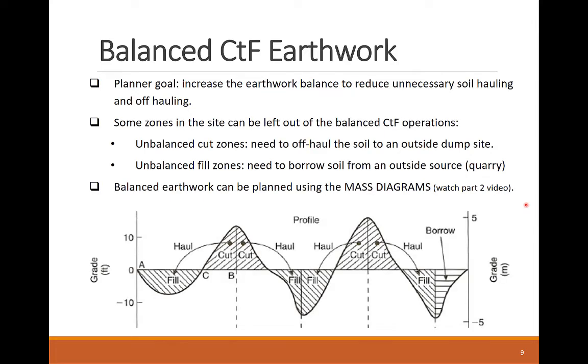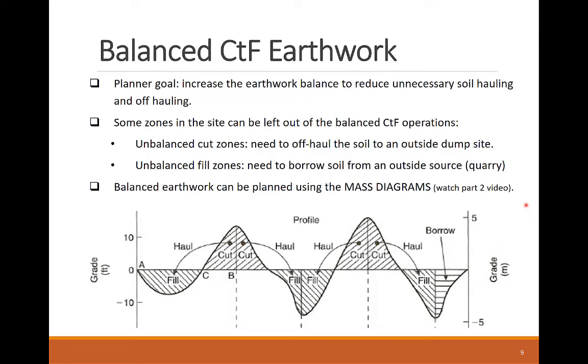So in summary, contractors do their best to balance their earthwork operations, reduce unnecessary hauling, and squeeze costs. But it's not common to have a perfectly balanced earthwork project. There will always be some excess excavated soil that needs to be off-hauled to the dump site, or a shortage of fill soil that needs to be hauled from a quarry.